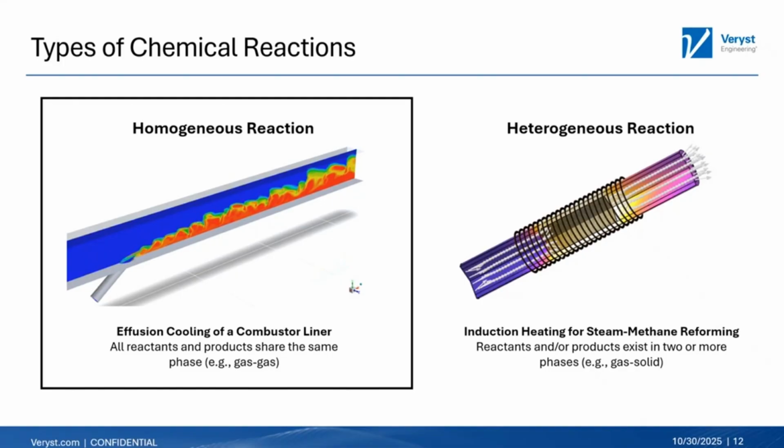Now, on the right-hand side, we have what's called a heterogeneous reaction. Here we have reactants and/or products that exist in two or more phases. As an example of that, we have a catalytic reactor used for steam methane reforming, where we inductively heat the catalytic particles, which are shown in the center of this tubular reactor. And the reaction here occurs at the surface of the catalytic particles. Now, for the purposes of what we'll talk about today, we're going to focus on the homogeneous reactions, so the all gas phase or all liquid phase reactions. But certainly, if it is of interest to the audience, we can revisit the topics in the future.